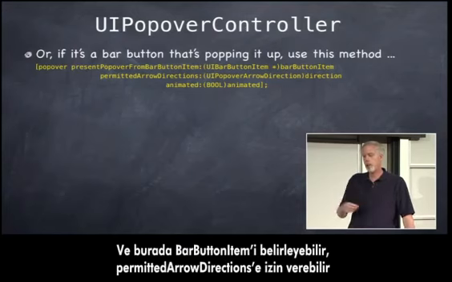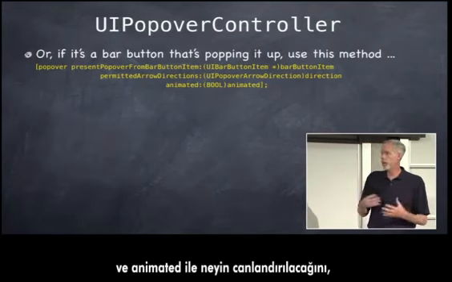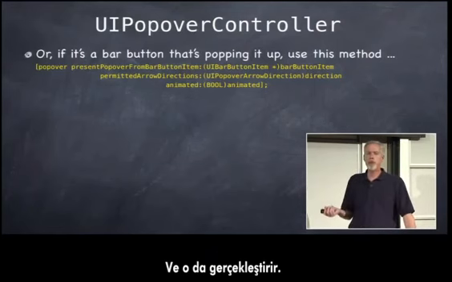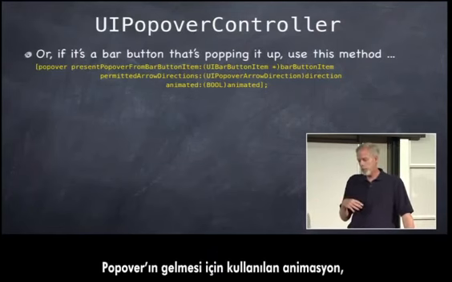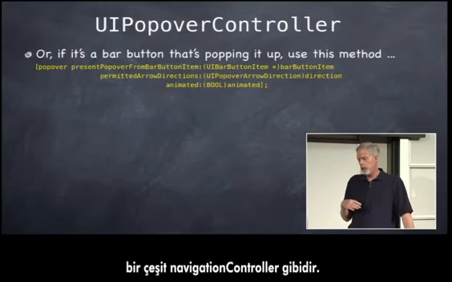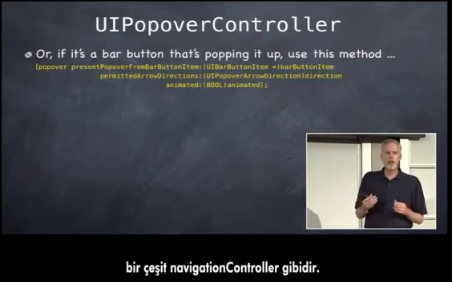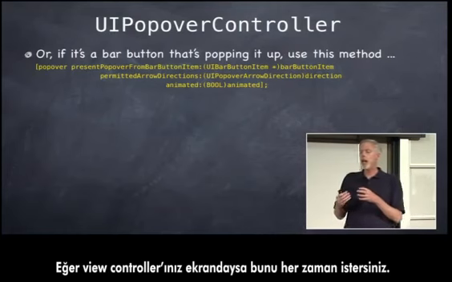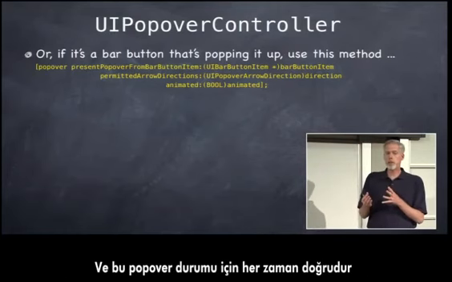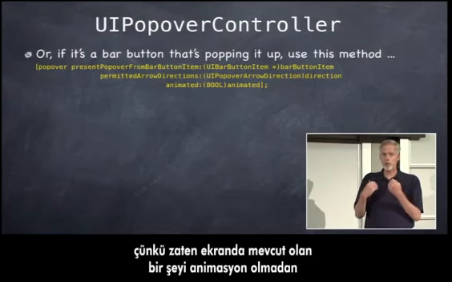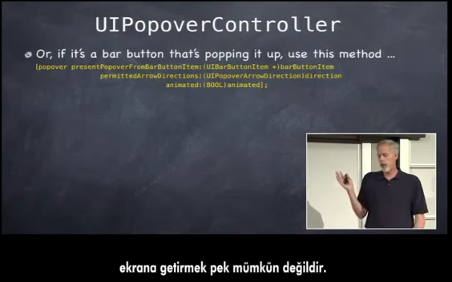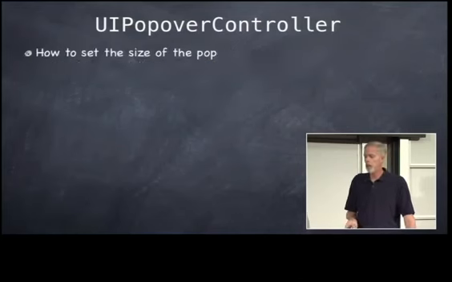And you just specify the bar button item and the permitted arrow directions and whether it comes up animated, right? Whether it slides in or fades in or whatever. And then it will do it. The animation that it uses to come in, again, it's kind of like navigation controller. You always want that to be yes if this view controller is on screen. And that's almost always true in a popover case, because the thing that pops it over is usually something that's already on screen. So it's very unlikely that you would have animated no here.